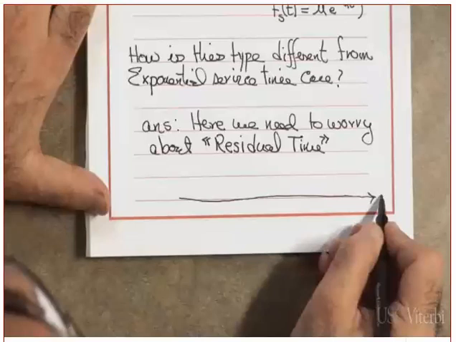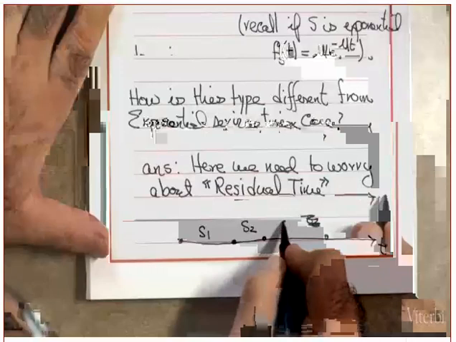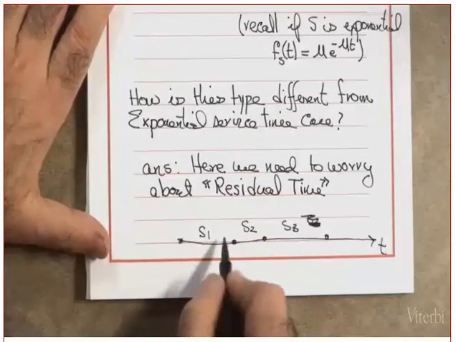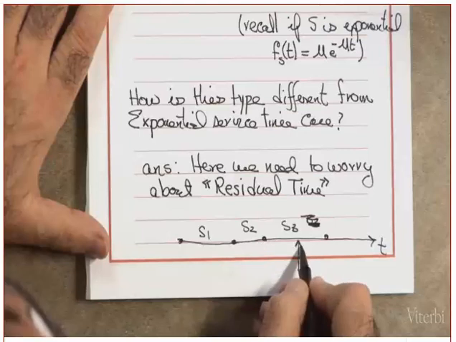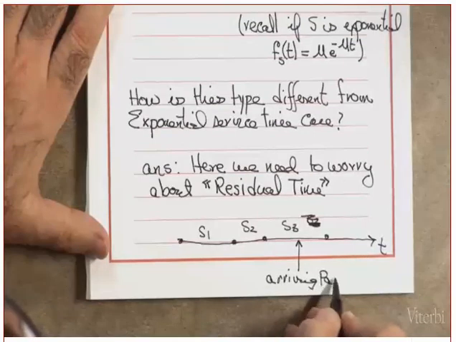Where is the residual time for packet 3 that is already in service? The residual time is this residual time. Are you following that? Remember, packet 3 started service at this point here. The new packet arrived, and this amount of time has elapsed.